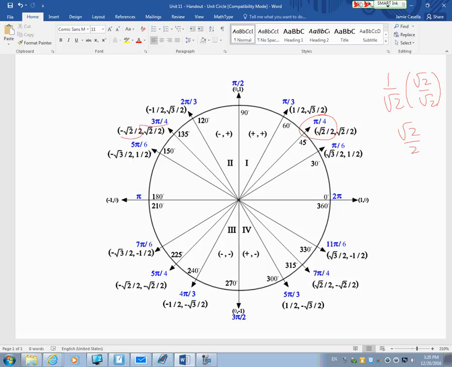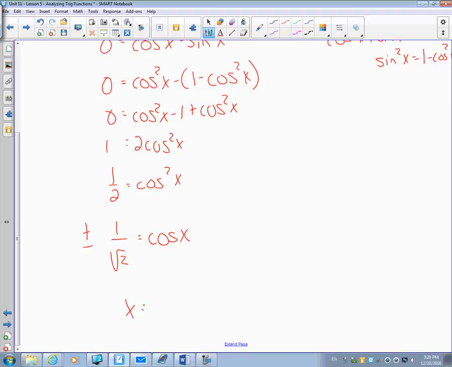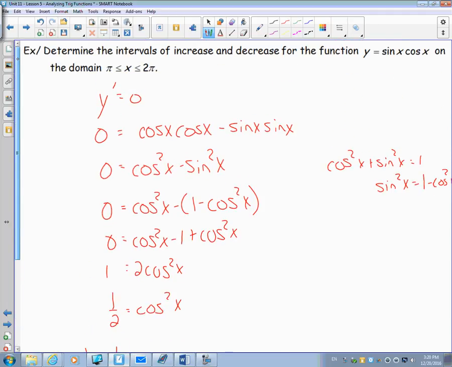There's a negative version over here, and there's another negative version over here, and the positive version over here. So all the over 4s. My answers for x are pi over 4, 3 pi over 4, 5 pi over 4, and 7 pi over 4. Okay, but notice they've given us a domain.